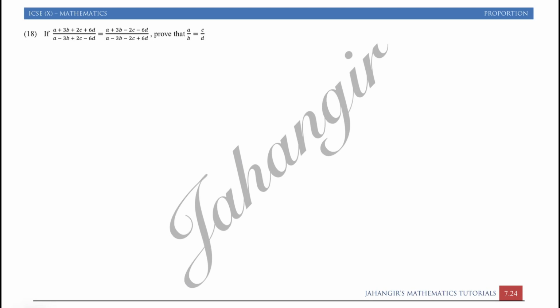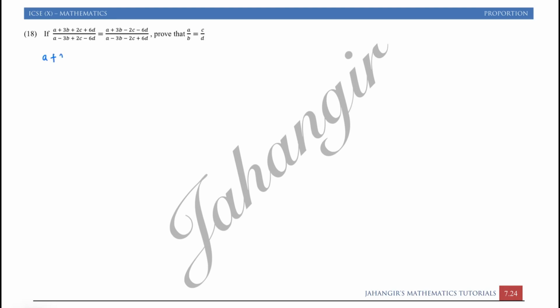For this we have given a plus 3b plus 2c plus 6d upon a minus 3b plus 2c minus 6d is equal to a plus 3b minus 2c minus 6d upon a minus 3b minus 2c plus 6d. So here what I will do, I will take directly componendo dividendo.